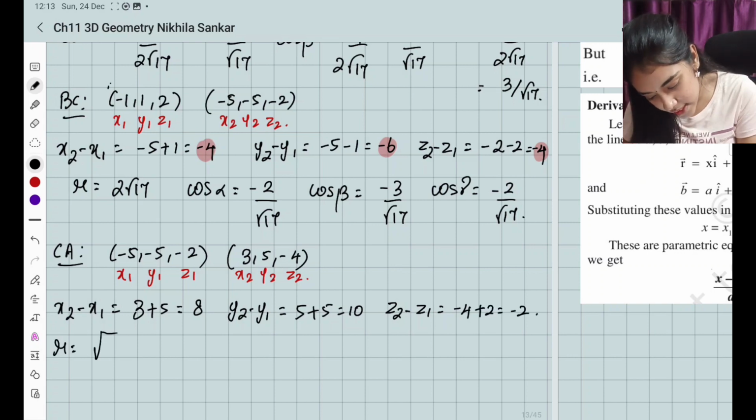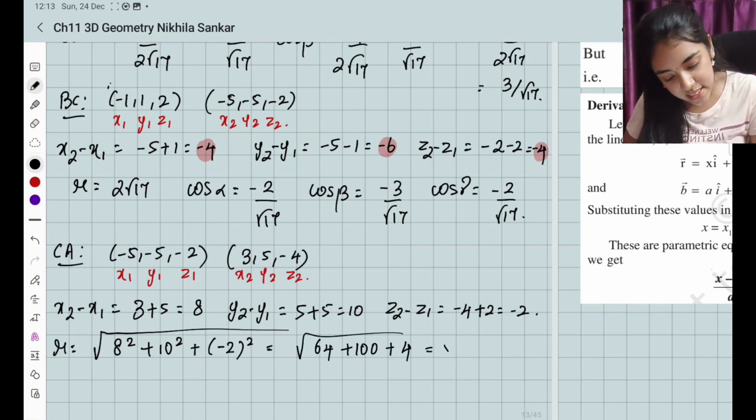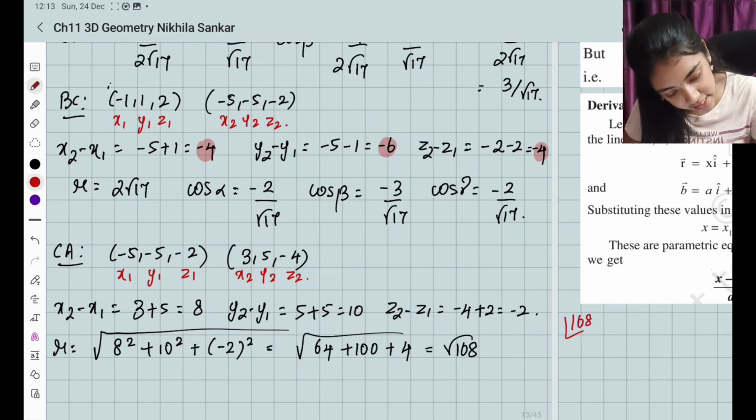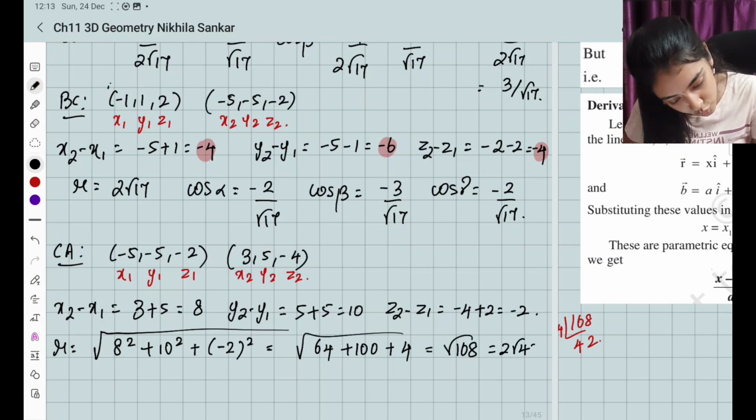Now, r equals square root of x2 minus x1 the whole square, which is 8 square plus 10 square plus minus 2 the whole square. This is going to be square root of 64 plus 100 plus 4. இது add பண்ணா square root of 168. So 168 எப்படி எழுதலாம்? 168 when I divide by 4, I can write it as 4 4s are 16, 4 2s are 8. So 42. Root 42 னு எழுதலாமா? So I can write this as 2 root 42.